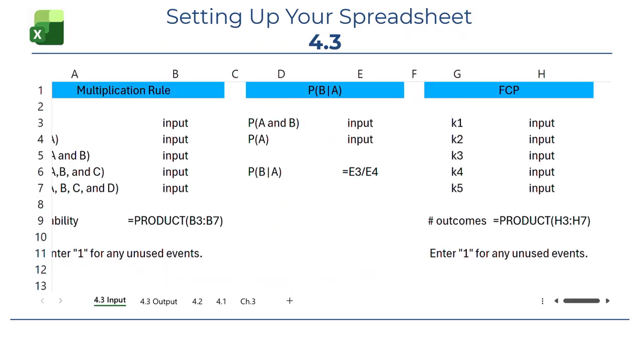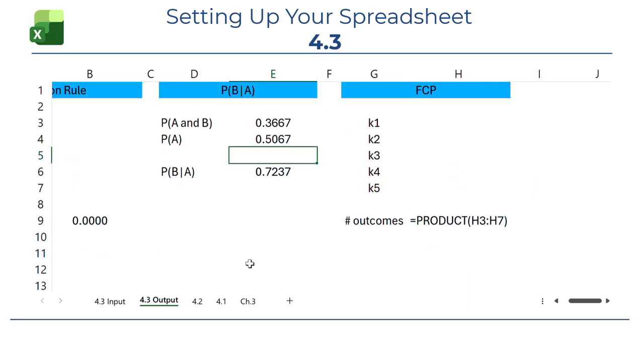So instead of doing any of these by hand, let's go ahead and set up our spreadsheet. So K1 will be the number of outcomes of the first stage of the experiment, K2 the second, K3 the third, and so on. Again, enter 1 for any unused events if you end up with some weird value. The number of outcomes then is just the product of all of these values. And again, you can set it up exactly as I have here. You can also download the spreadsheet so that you can just use my spreadsheet.